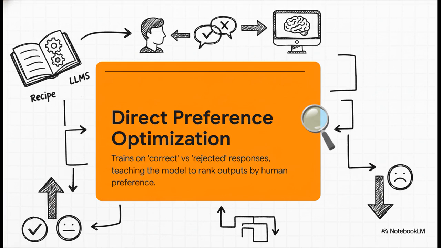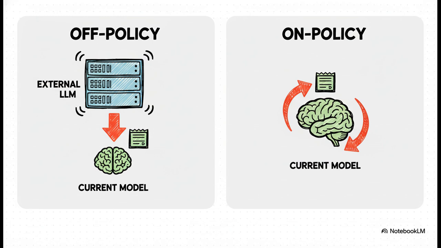The model's job is to figure out why one is better than the other and learn to give the good one a much higher probability. Now, here's a really interesting detail. Where do these chosen and rejected answers come from? Well, they can come from an off-policy source, like a big, powerful external model. Or they can be on-policy, which means the model we're training actually generates its own responses, and we judge those. Tulu3 does something smart. It uses a mix of both, which makes the training a lot more robust.